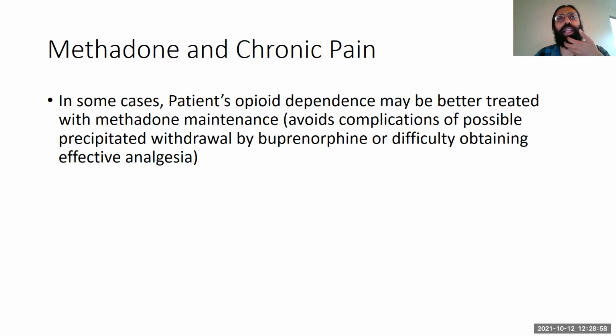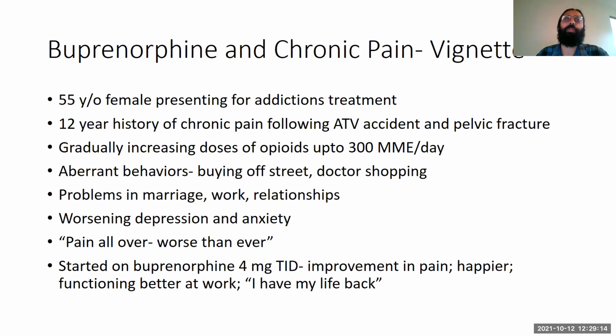So methadone in chronic pain: in patients who have chronic pain and opioids, buprenorphine is usually going to be your go-to. But in some cases, the opioid dependence may be better treated with methadone, right? If the pain management need is going to be so great that you think that effective analgesia simply cannot be achieved with buprenorphine. But for most patients who have opioid use disorder and chronic pain, buprenorphine, I think, is the ideal medication. And that's the case I want to make in the remaining few slides.